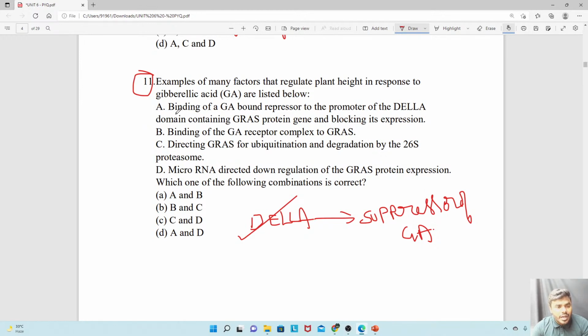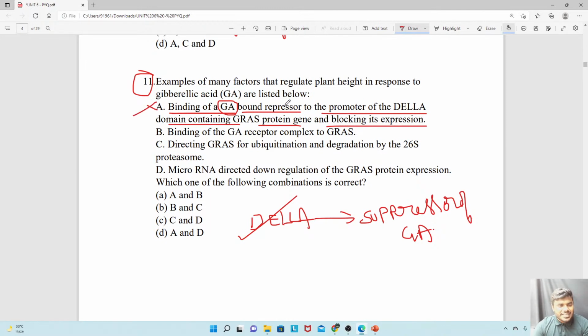Now see here, option A says binding of gibberellic acid bound repressor to the promoter of the DELLA domain containing GRAS protein gene and blocking its expression. First of all, friends, binding of gibberellic acid bound repressor to the promoter of the DELLA domain is not at all possible. Option A is completely wrong.